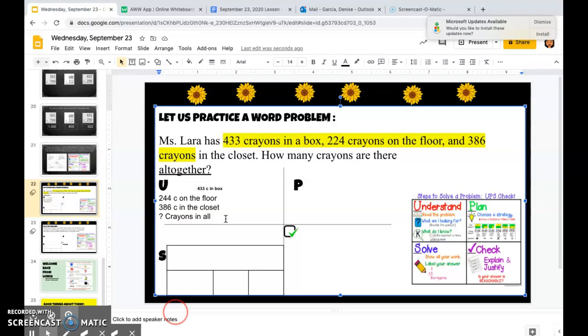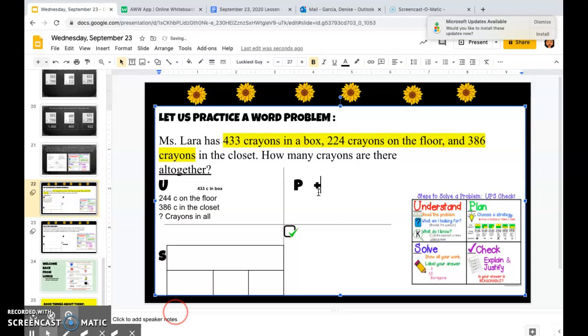Well, let's talk about our plan. Would I subtract if I want to find out how many there are in all? No, because I know in subtraction my number gets smaller. So I know if I'm going to include all the crayons in the box, the crayons on the floor, the crayons in the closet, I know that I need to add them.